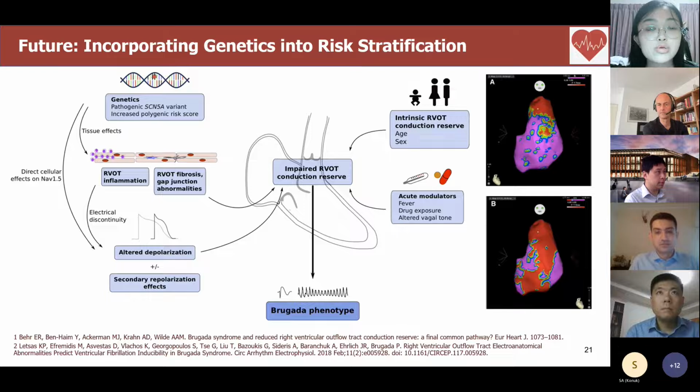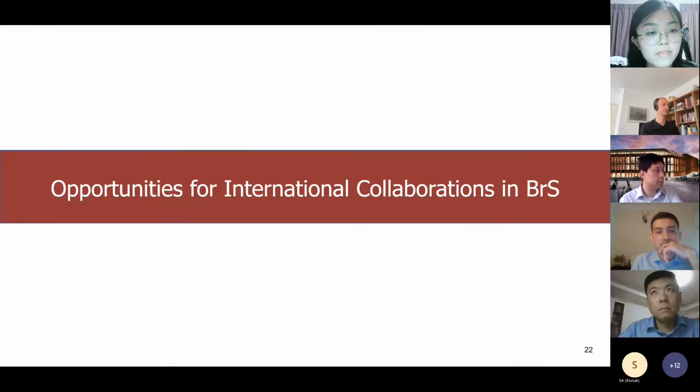In the future, we wish to incorporate genetics into risk stratification in order to make the process of sudden cardiac death risk stratification for Brugada patients much more personalized in order to improve the accuracy of prediction, not just limiting to SCN5A variants, but also to other mutations as well.